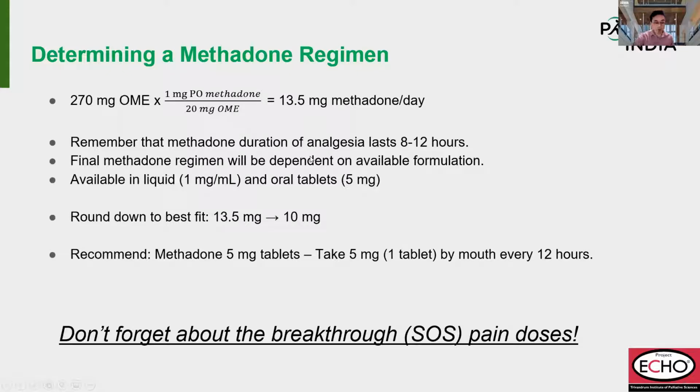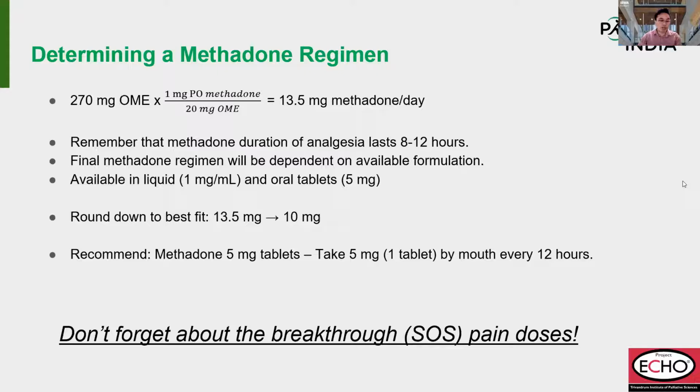So now, moving forward with the math, we're going to use that 20:1 conversion ratio. Dividing by 20, we get around 13.5 milligrams of methadone a day. Remember that the analgesia lasts 8 to 12 hours, so we want to dose based on that frequency. The final methadone regimen will depend on the formulation that's available. If you have liquid, you have more freedom on dosing. But in this case, I'm going to pretend we have the more complex case and we only have 5 milligram tablets. This is sometimes more of the problem that I face.